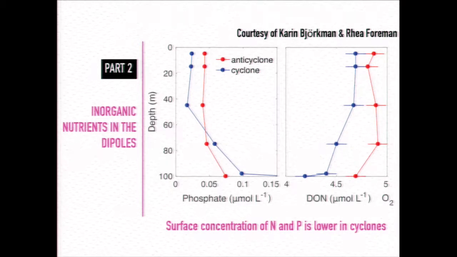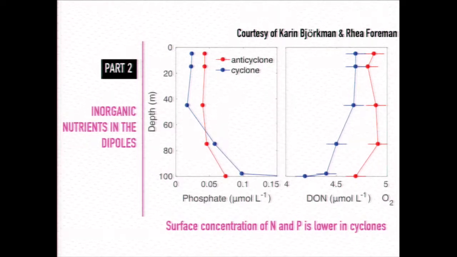The same was true in 2016, where we measured just phosphate. And about the vertical gradients, we also measured higher gradients of inorganic nitrogen at the depth of the chlorophyll maximum in the cyclone than in the anticyclone.